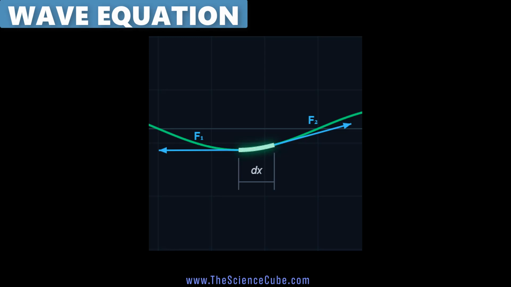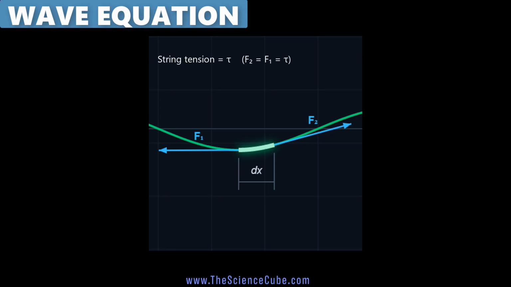Now, let us see what forces act on this tiny element. There are two tension forces, one pulling on the right end, which we call F2, and one pulling on the left end, which we call F1. Both have a magnitude equal to the tension T in the string. But here is the important part. They do not align horizontally.